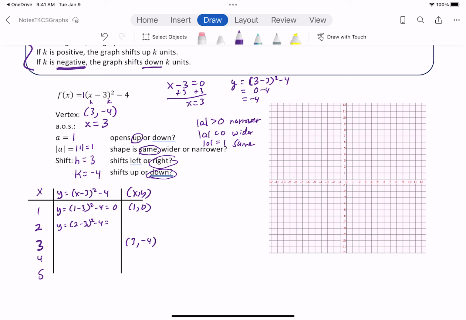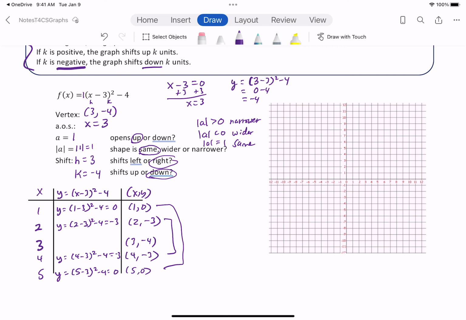If we substitute 2, you should get -3. So this point should be 2, -3. If we substitute 4, remember we still got symmetry. So we're expecting the y to be -3, and it is. And for the last one, if I substitute 5, I'm expecting for the y to be 0, and it is.